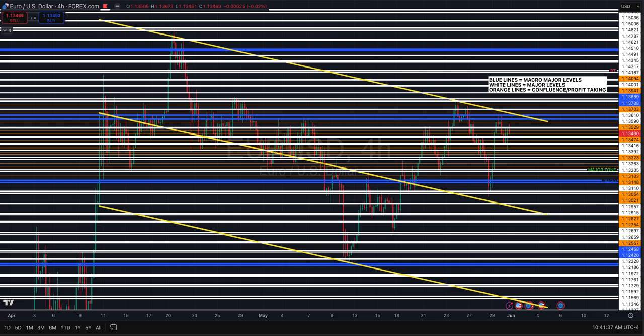I'm going to try to go over both right now. There were some awesome setups on both sides. We'll get to them ASAP. First, I want to start off with Euro USD on a 4-hour chart.